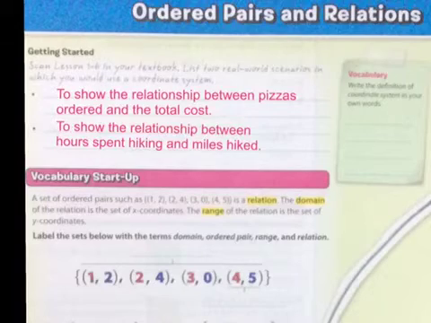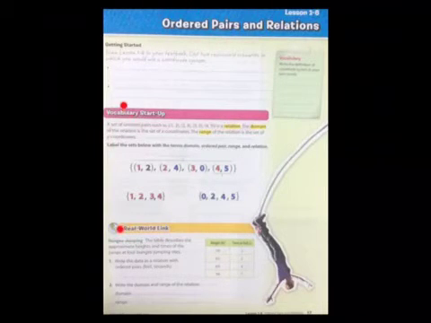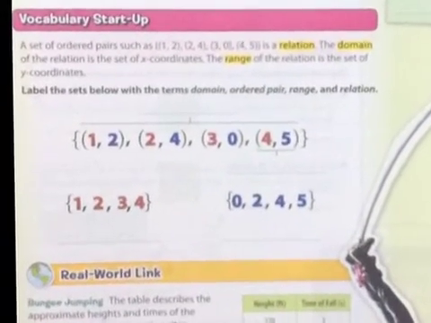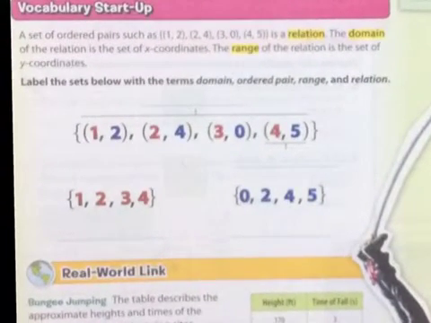Okay, continuing on. Let's zoom in now to work with the vocabulary right over here. Okay, vocabulary startup. Okay, let's read. A set of ordered pairs such as (1, 2), (2, 4), (3, 0), (4, 5) is a relation. Okay, so all of this is a relation. They're all going to relate on our coordinate system, coordinate plane.